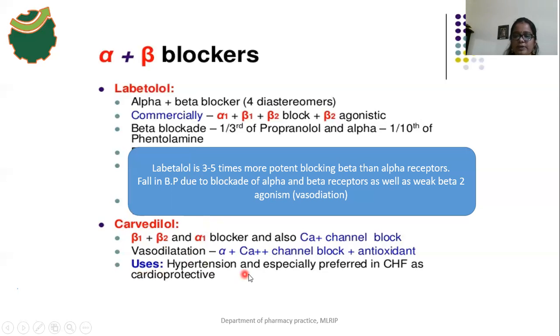So uses: hypertension, and it is especially preferred in congestive heart failure, and it is a cardioprotective drug. Carvedilol drug is a cardioprotective drug.